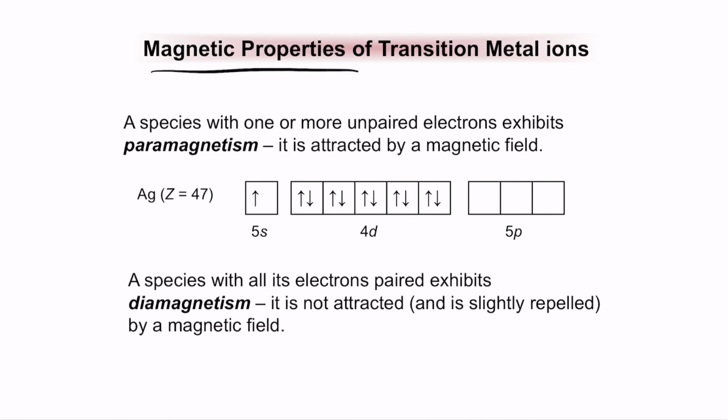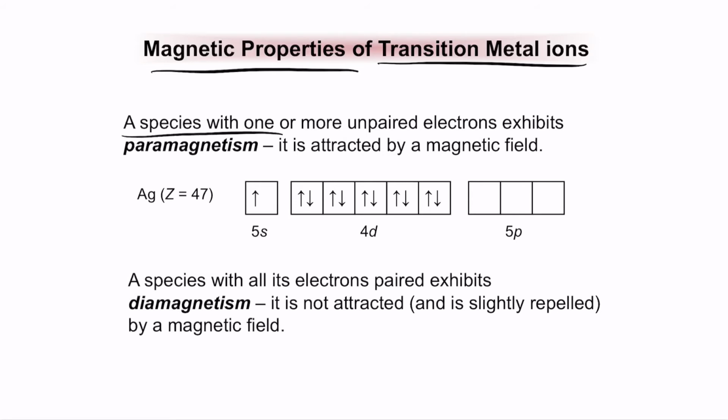Next, let's talk about magnetic properties of transition metal ions. So I told you that transition metals have peculiar behavior. That's why we did not discuss them using the same theories as main group elements, because transition metal ions generally exhibit magnetic properties.